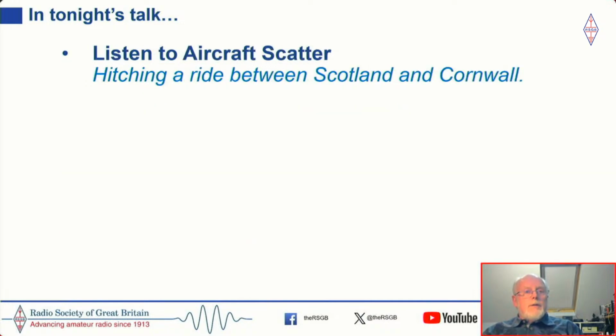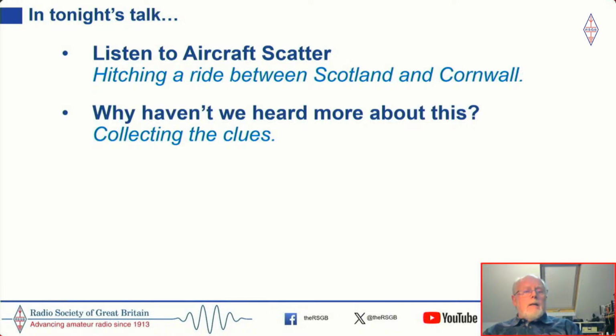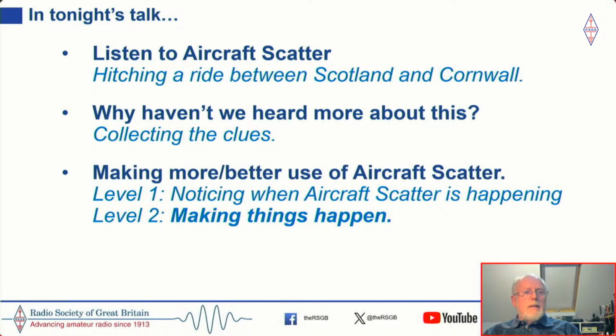We're also going to listen to an aircraft scatter contact hitching a ride between Scotland and Cornwall on 2 meters, and we'll unpick that to see what's been happening and what wider lessons we can learn from that example. And then this question of why haven't we heard more about it? So we're going to take a diversion into a little bit of aviation history, among other things, and then move on to making more and better use of it.